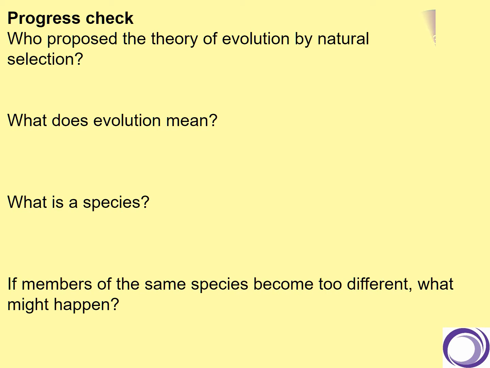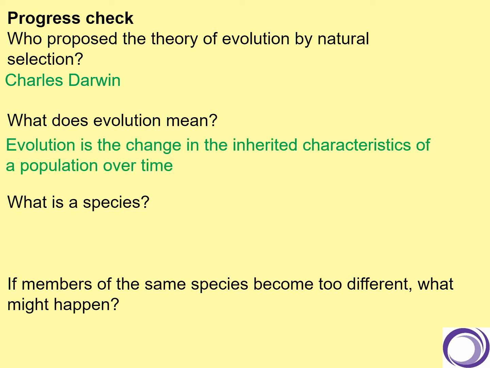Okay, time's up. So who proposed the theory of evolution by natural selection? Well, it's the chap the lesson started with, Charles Darwin. What does evolution mean? Evolution is the change in the inherited characteristics of a population over time. And again, that's a definition that I've seen come up on exam papers.